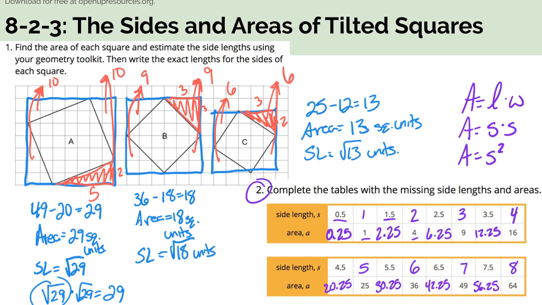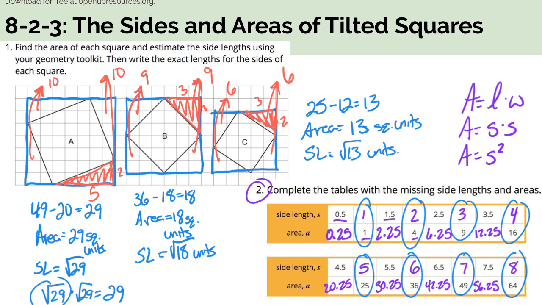Okay, there's the finished table there. One thing I want to point out is that these really nice numbers that we have, we also call those perfect squares. And I did post a reference on Canvas for you for those perfect squares that might be helpful as you continue your work here.